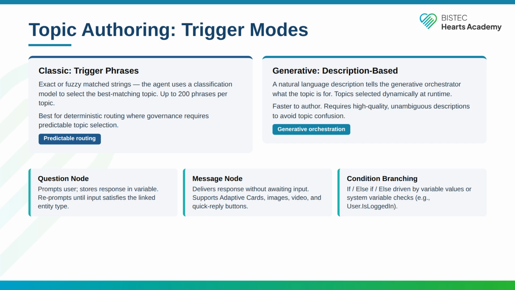The message node delivers a response without waiting for input and supports rich content including adaptive cards, images, and quick reply buttons. Condition branching implements if and else logic driven by variable values. The most security-critical condition branch in any authenticated agent is the one that checks the system variable user.is.logged.in before allowing access to sensitive content.